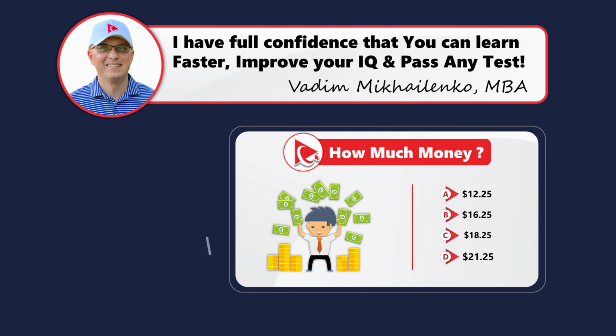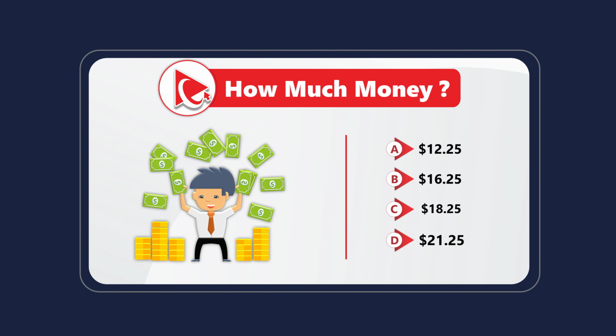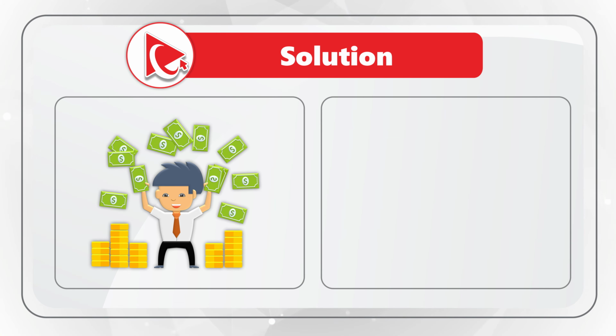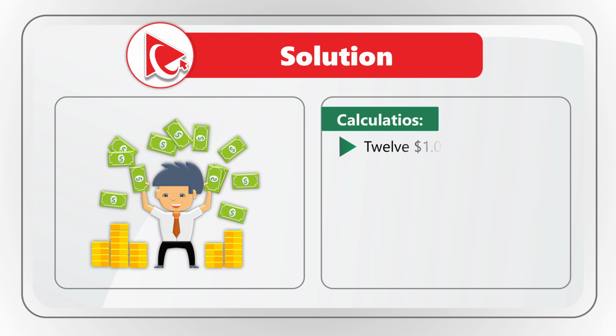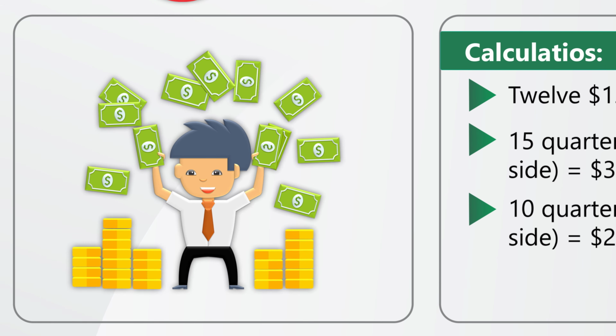I did my counting. Did you do yours? Let me explain my version of the solution. And if you have a different answer, please make sure to post in comments. I counted 12 $1 bills as well as 25 quarters. Let me count them all for you. Let's start with the dollar bills.